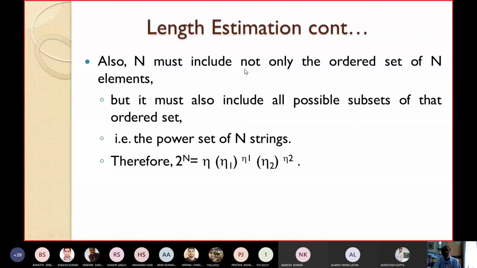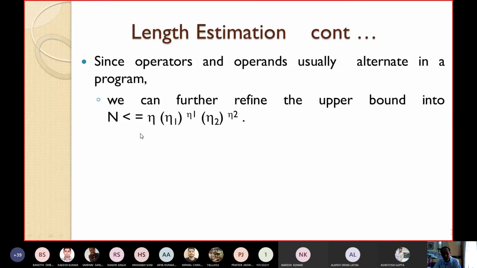Now N must include not only the ordered set of n elements, but it must also include all possible subsets of that ordered set, isn't it? While you are considering N, it must not only include the ordered set of n elements. It will definitely include that, but it must also include all the possible subsets that use permutation. That is the power set of n strings it must consider. Here we have written only N, but as I was saying, it must include all the possible subsets.